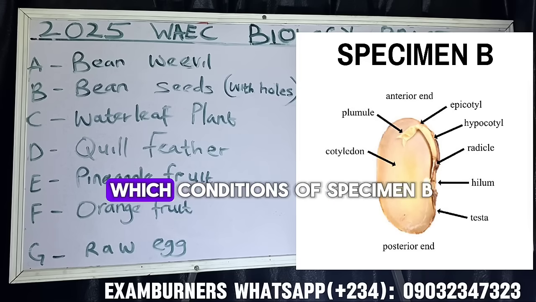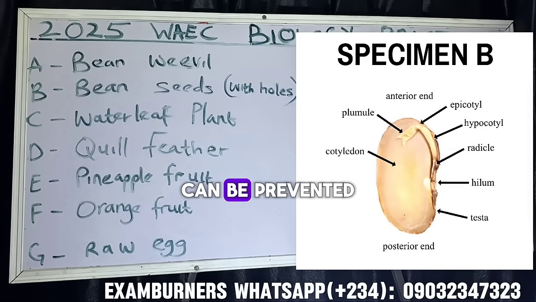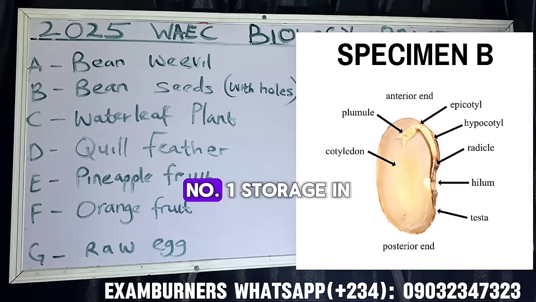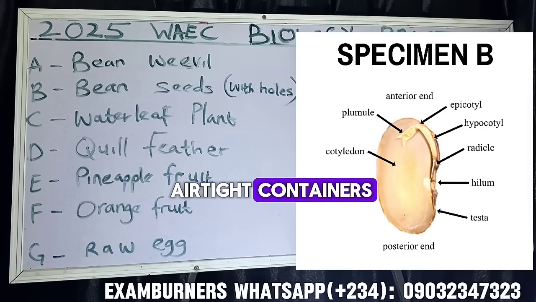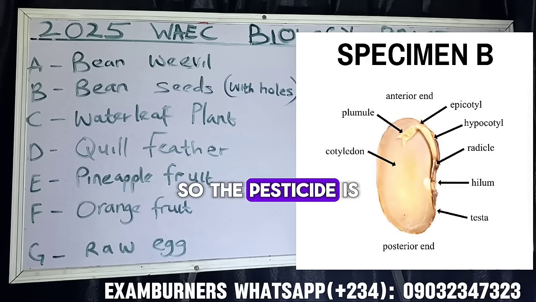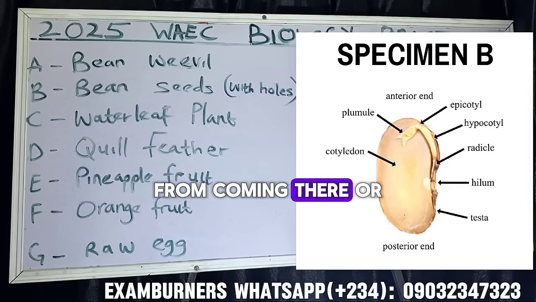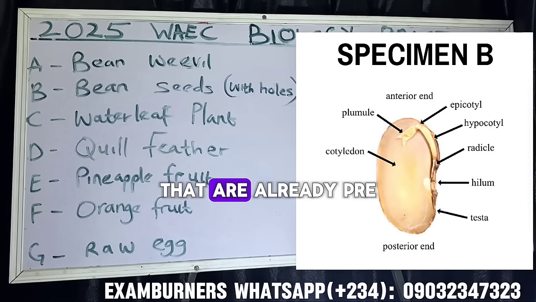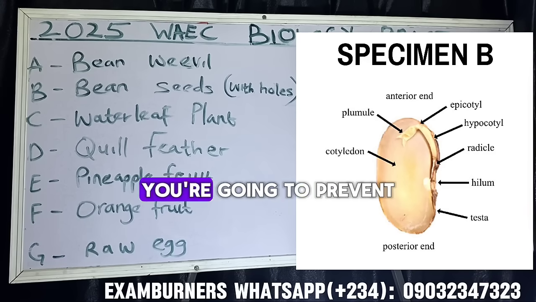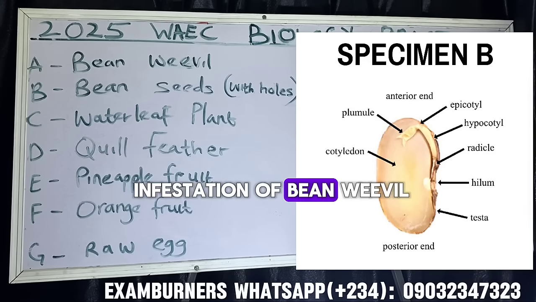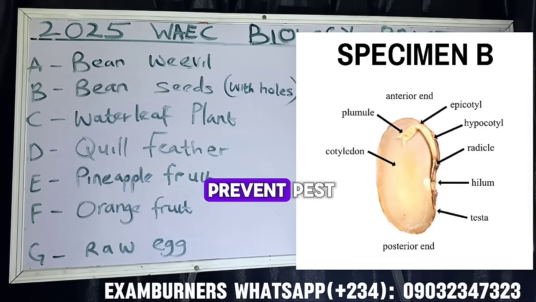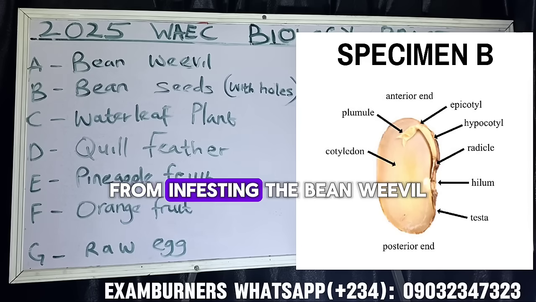State 3 ways by which conditions of specimen B can be prevented. So how can you prevent the bean seeds from having holes? Number one, storage in airtight containers, use of fumigants or pesticides. The pesticide is to prevent those bean weevils from coming there or to destroy the bean weevils that are already pre-existing in the seeds. So if you store your bean seed in a tight container, you are going to prevent infestation of bean weevil. If you use fumigants or pesticides, you are going to prevent pests from infesting the bean seeds.